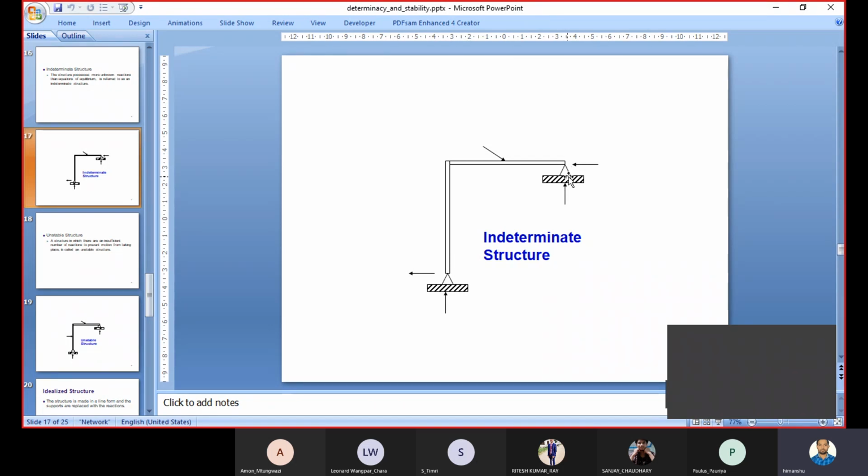And how many static equilibrium equations do we have? There are only three equilibrium equations, that is summation Fx is equal to 0, summation Fy is equal to 0 and summation Mz is equal to 0. So there is one extra unknown reaction, and because of that, this structure becomes an indeterminate structure.